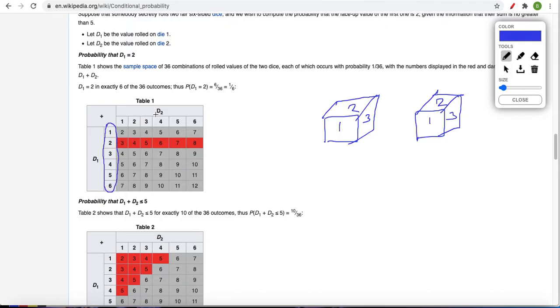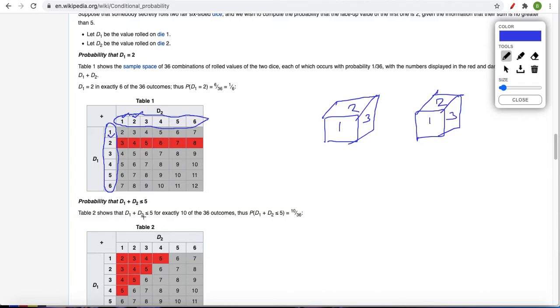Right, and these are the outcomes on dice 2, right? That means the possible events are: die 1 is showing 1, die 2 is showing 1, right? So die 1 is showing 1, die 2 is showing 2, right? So these are the outcomes, right?